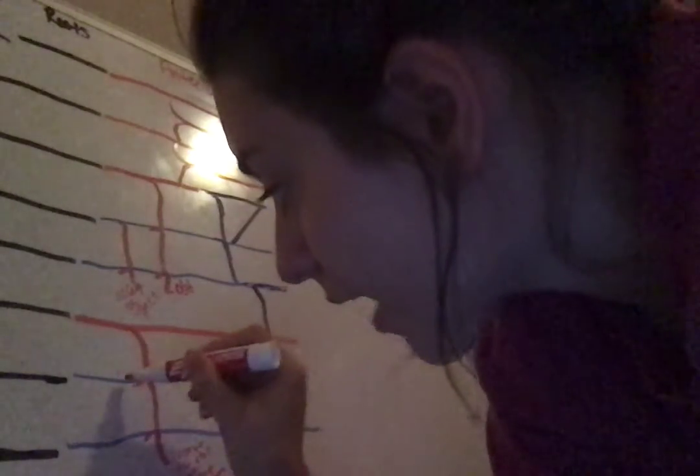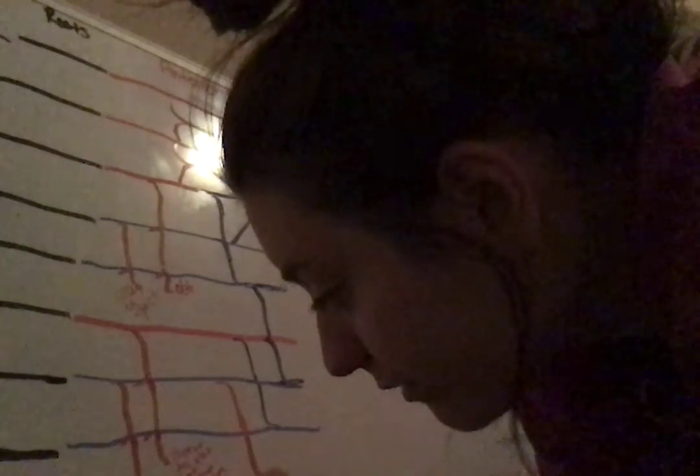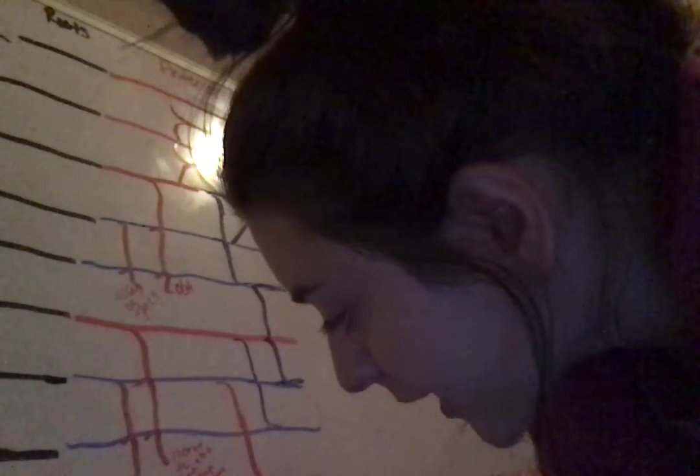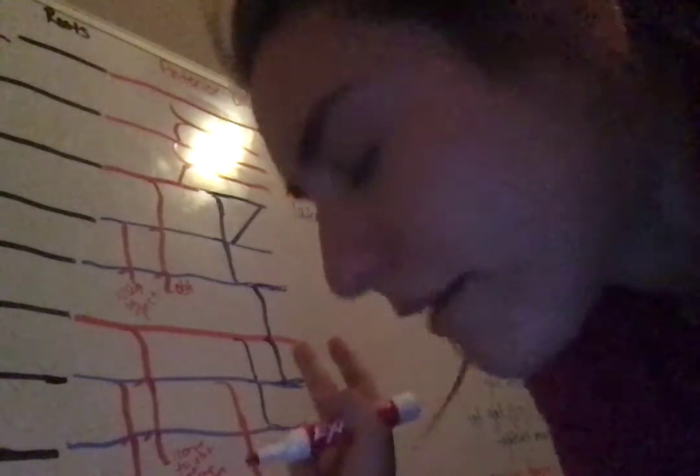Then we've got S1, S2, and S3 all giving rise to the nerve to the quadratus femoris, and that innervates the inferior gemellus.